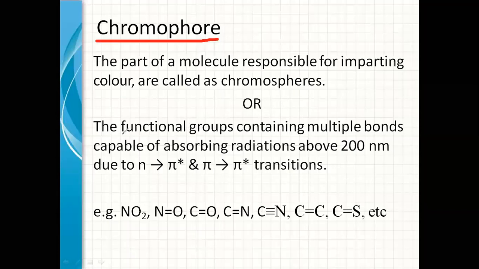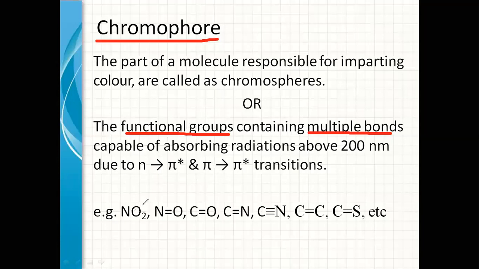Okay. Or the functional groups containing multiple bonds, capable of absorbing radiations above 200 nanometers in the ultraviolet region, due to non-bonding to pi star or pi to pi star transitions. Okay. Above 200. Due to non-bonding to pi star transitions and pi to pi star transitions.